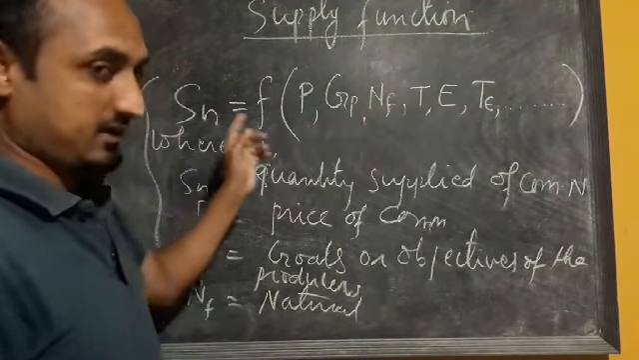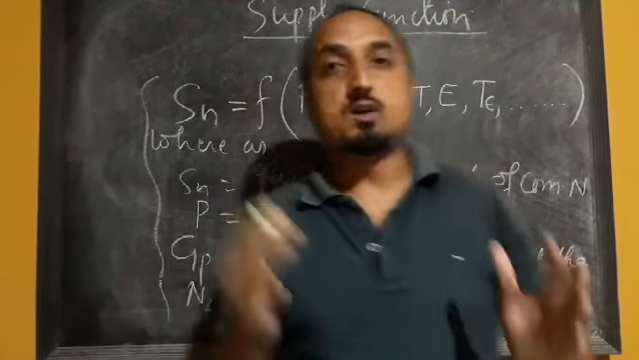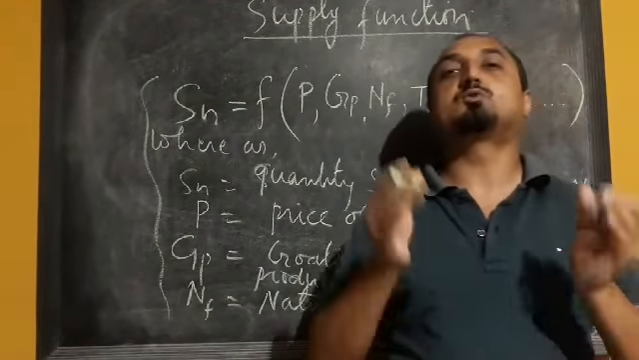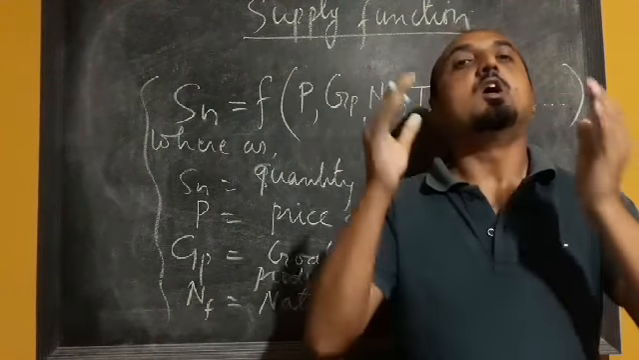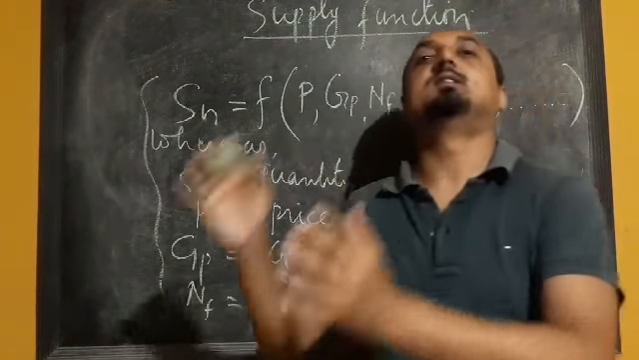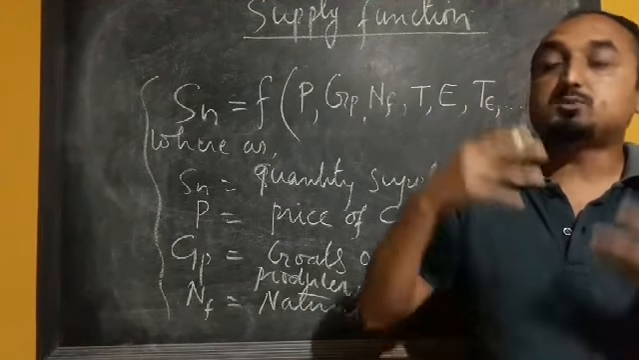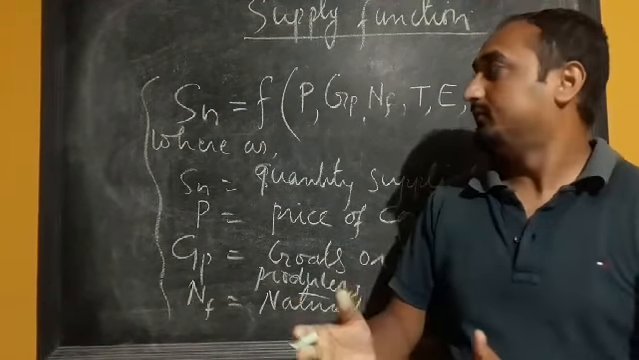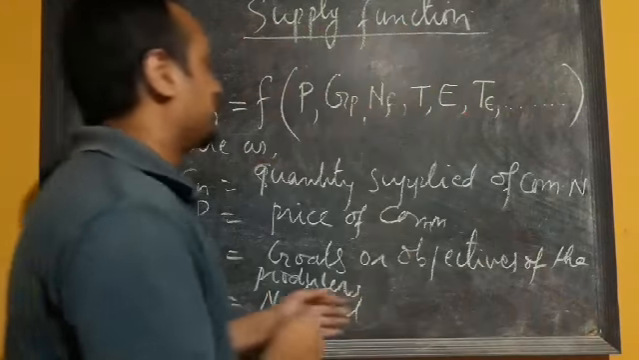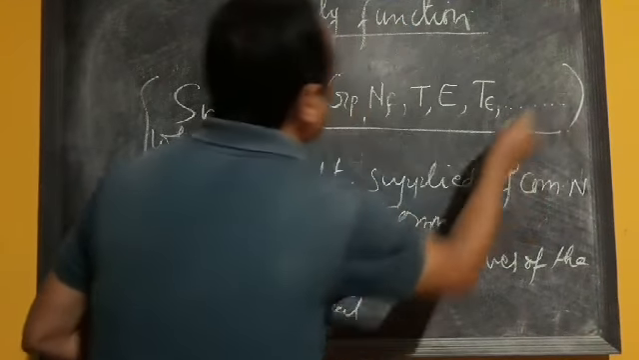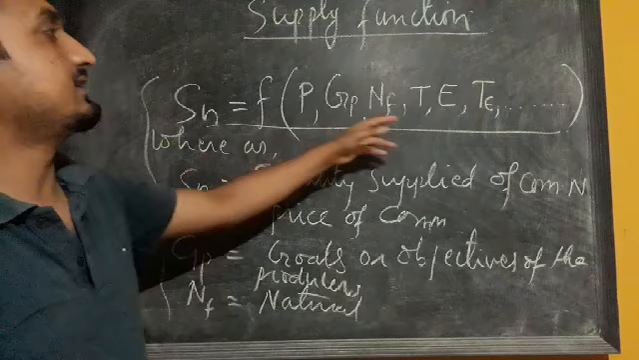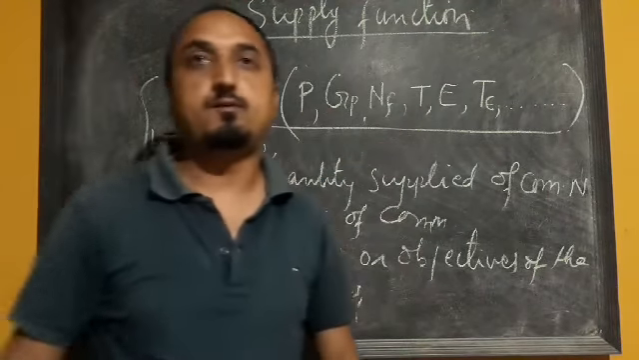So these are all the determinants of supply. Once again, how do you define supply function? Supply function shows the functional relationship between quantity supplied and its determinants. When we express the important determinants in the form of this functional relationship, that is called supply function.